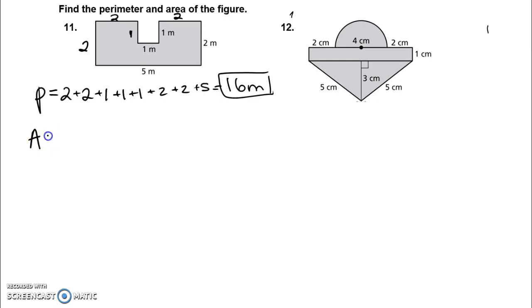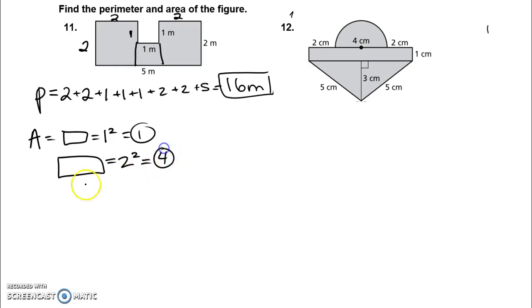Now area is a little bit more complicated. You got to break it into shapes. So I have a square, which is 1 squared, which is 1. I have a rectangle. Actually, I guess they're all squares, because it's 2 by 2, which is 4. And I have another, which is 2 by 2, which is 4. So the area of this is 4, the area of this is 1, the area of this is 4. So 4 plus 4 plus 1, I get 9 meters squared.